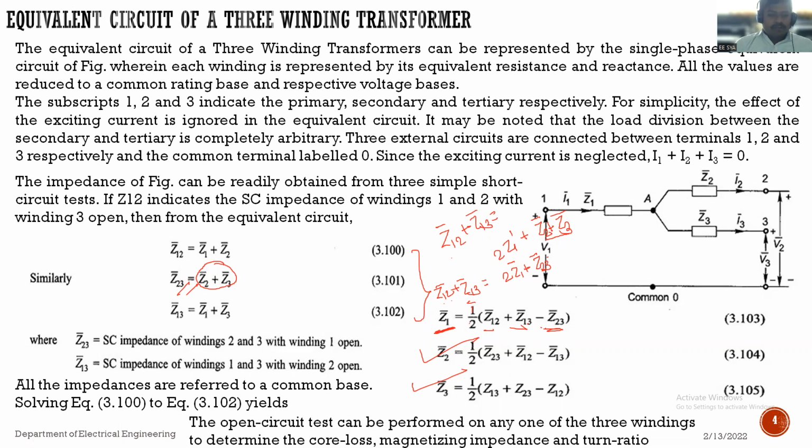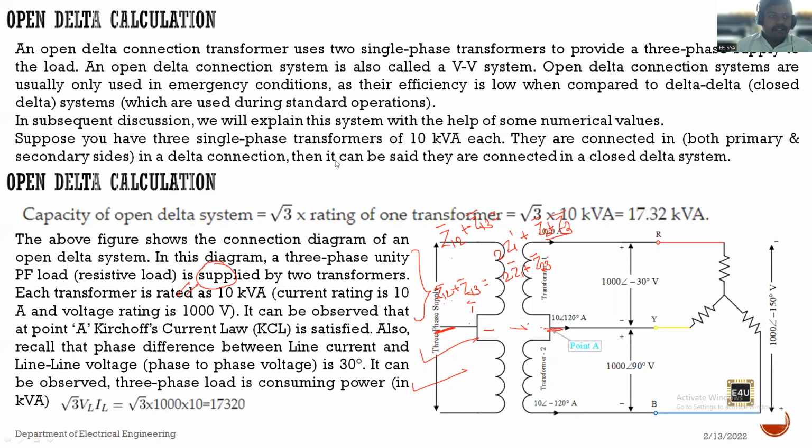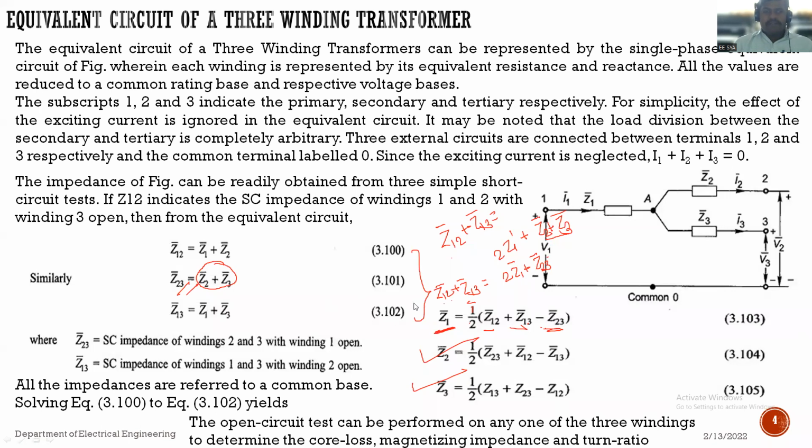So see, the open circuit test can be performed on any one of the three windings to determine the core loss, magnetizing impedance and the turns ratio. Again, if we want to determine the core losses, we are able to calculate the core losses by conducting a test, that is the open circuit test. By conducting the open circuit test, we can calculate it.